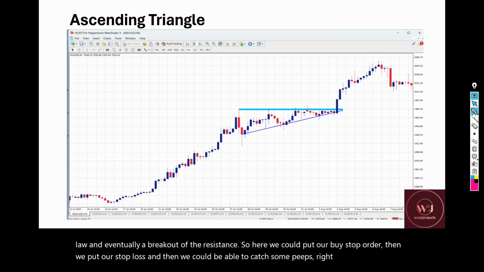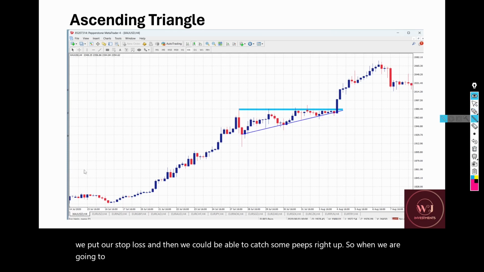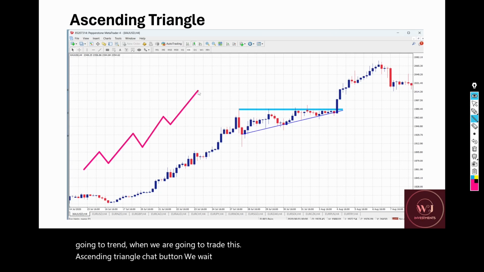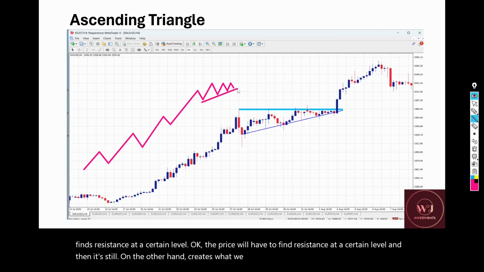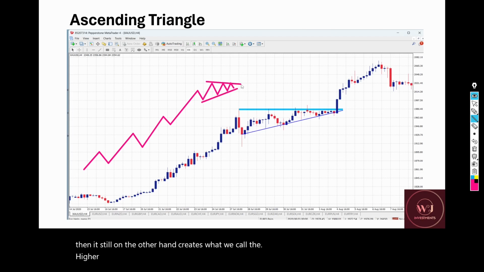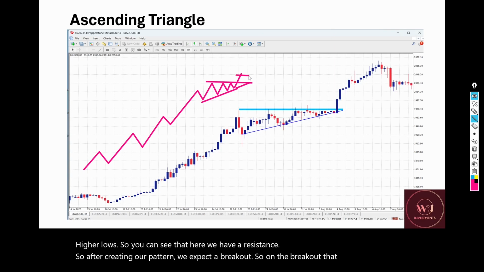So when we are going to trade this ascending triangle chart pattern, we wait for price to be on an uptrend. And then the price will have to find resistance at a certain level, and on the other hand it creates what we call the higher lows. So you can see that here we have a resistance. After creating our pattern, we expect a breakout. On the breakout, that is when we make our buy entry.